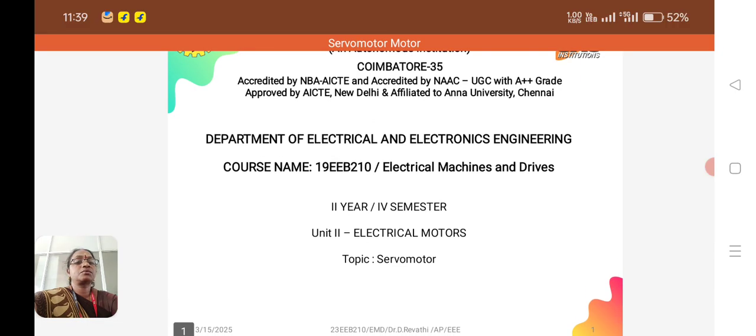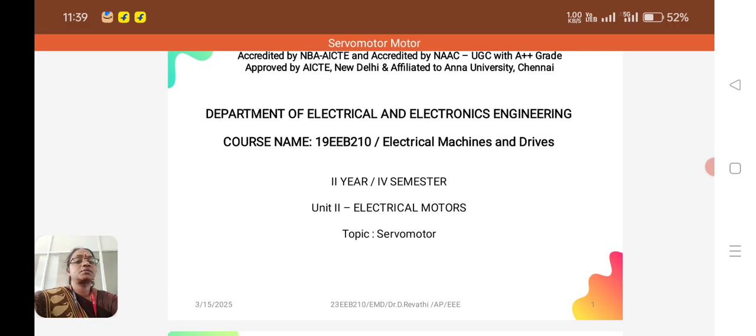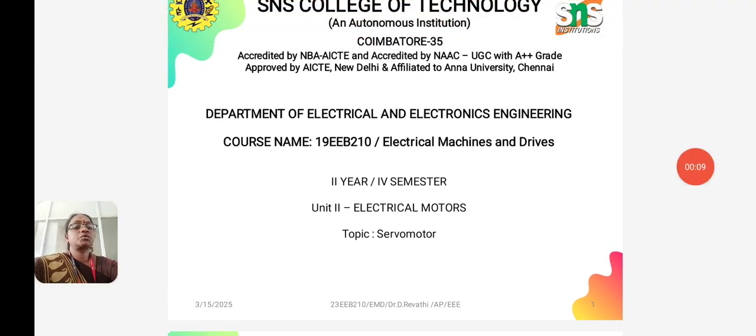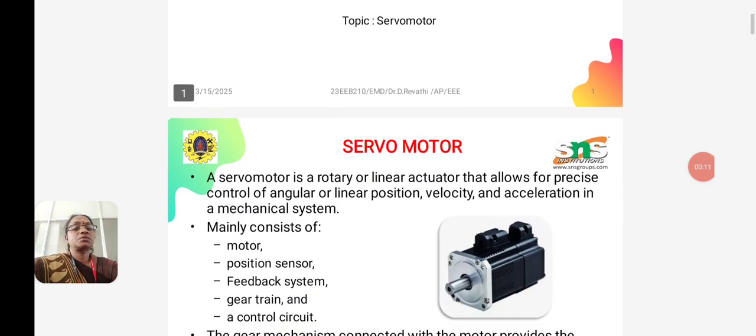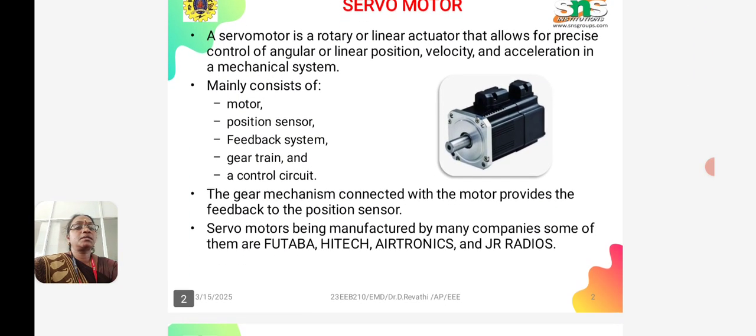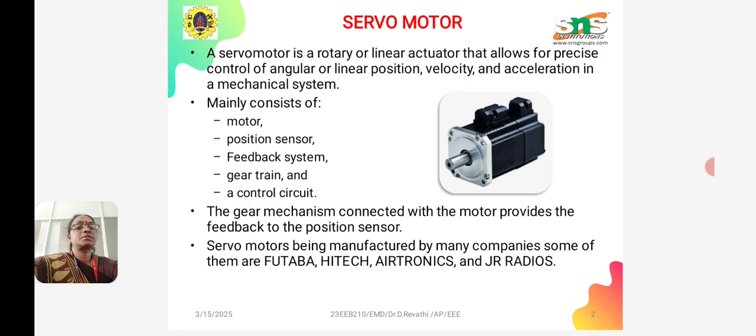In this series, we are going to discuss electrical motors. Under this, the first motor is the servo motor. A servo motor is a rotary or linear actuator that allows for precise control of angular or linear position, velocity, and acceleration in a mechanical system. Mainly, it consists of a motor, position sensor, feedback system, gear train, and control circuits.